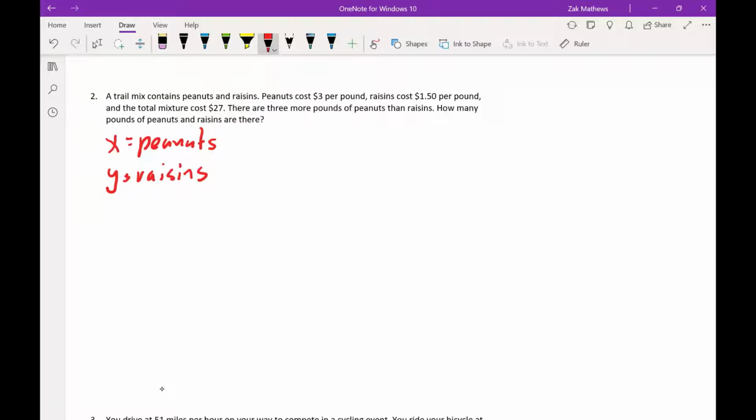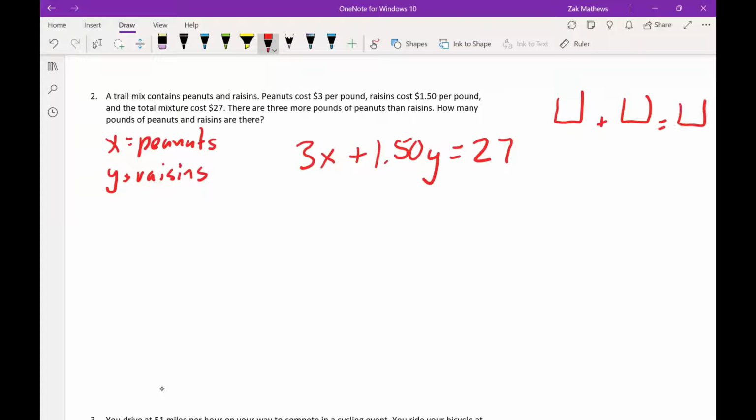So $3 per pound on the peanuts, that'd be 3x. Raisins are $1.50 per pound, that'd be 1.50y. Obviously, if we're getting to a total cost, we're adding these two sub-costs. That total cost is getting us to 27. I'd point out I could do a very similar thing with the mixtures like I did in class, where we're mixing two things together. Just rather than having percentages of acid or gold or whatever our mixtures might be, we're dealing with amounts, dollars of amounts.